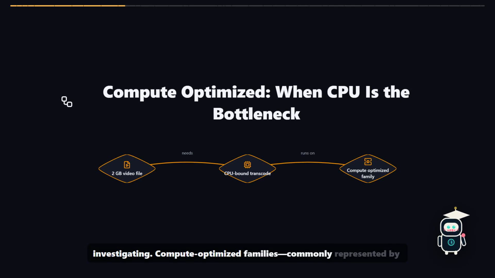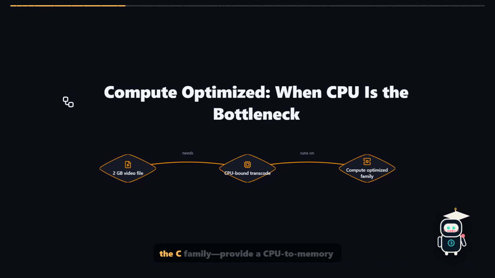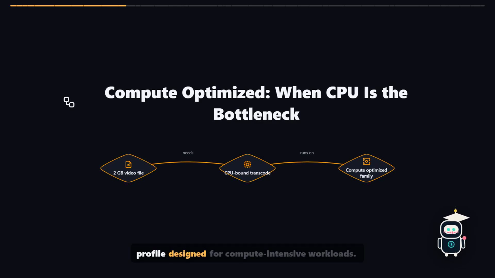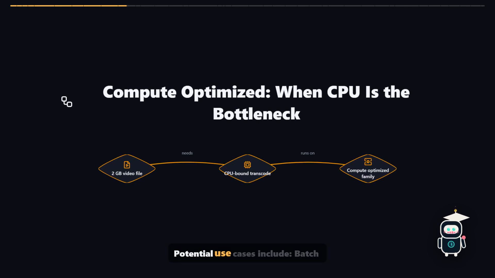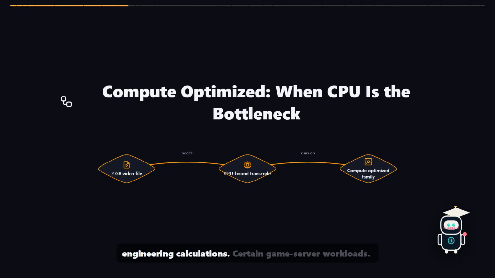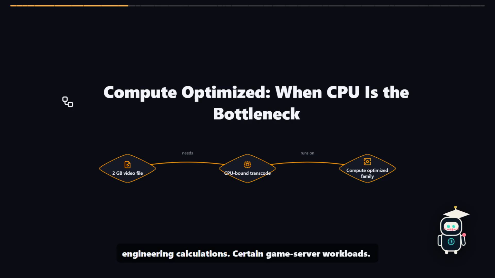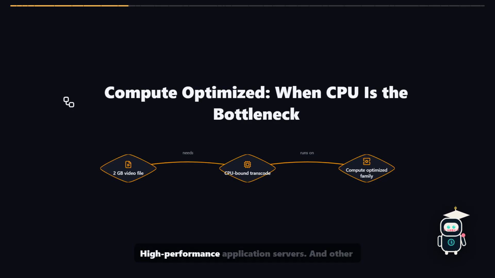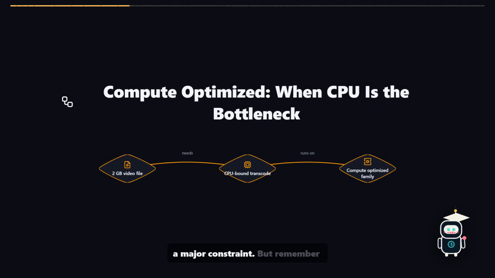Compute-optimized families, commonly represented by the C family, provide a CPU-to-memory profile designed for compute-intensive workloads. Potential use cases include batch processing, media processing, scientific and engineering calculations, certain game server workloads, high-performance application servers, and other workloads where processor performance is a major constraint.